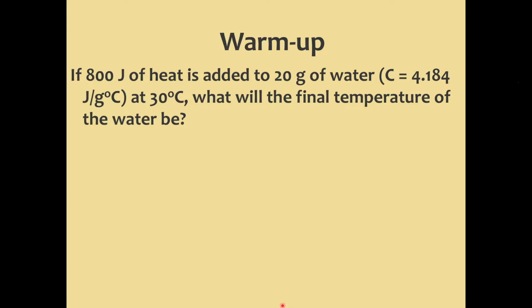Now, just to warm up, just to make sure you understand the math or the theory behind this, answer this question: if 800 joules of heat is added to 20 grams of water at 30 degrees Celsius, what will be the final temperature of the water? If you have not done this and found about 40 degrees Celsius, then you need to go back and check this out. You would use the MCAT equation. Here's your heat, here's your mass, here's your specific heat, and this is your initial temperature. You're trying to find the final temperature. If you're not familiar with that, go back and review the specific heat video.